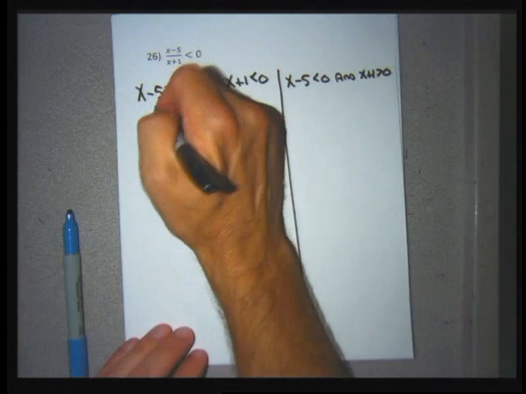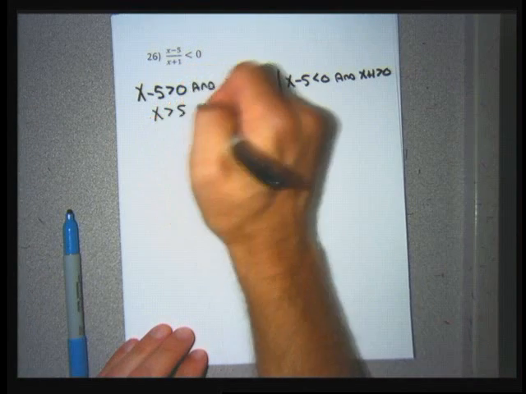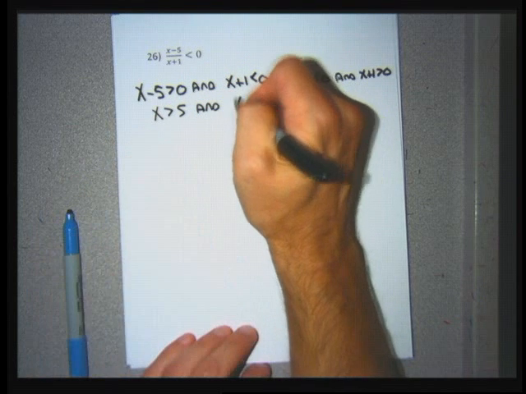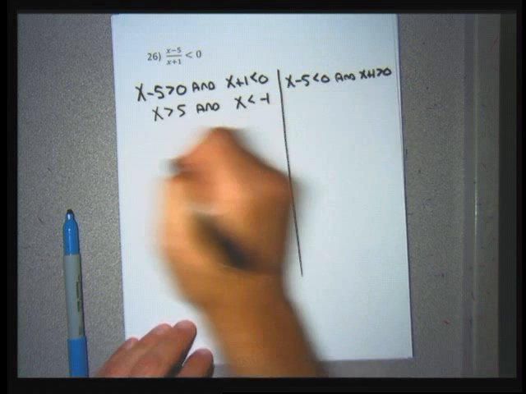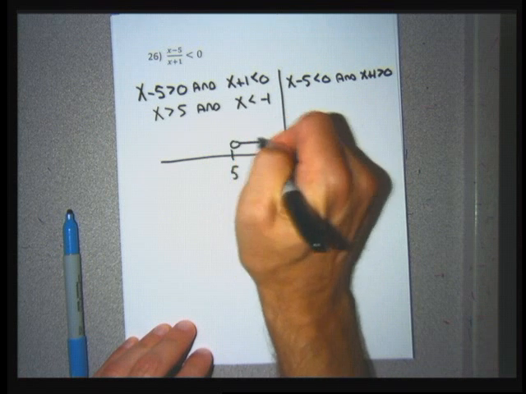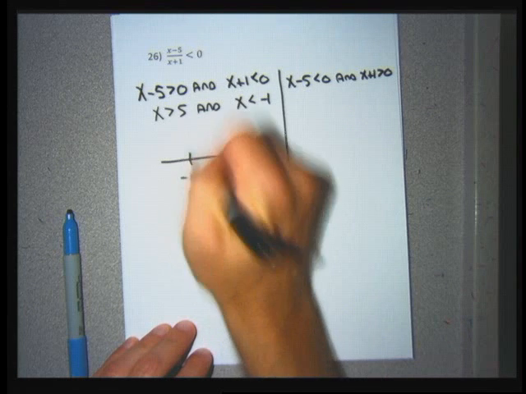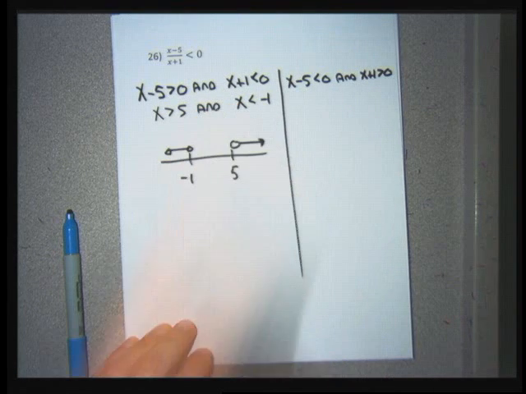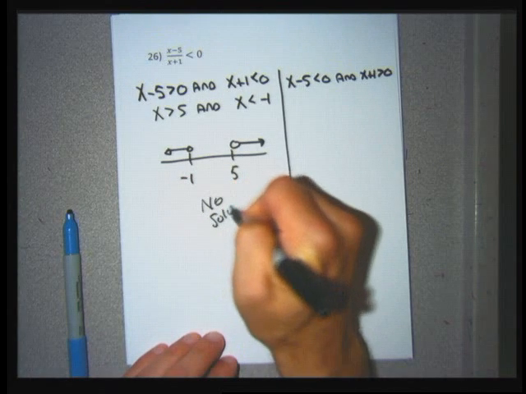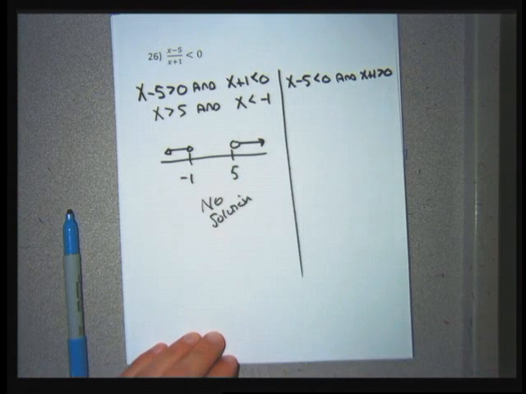First scenario here, I get x is greater than 5 and x is less than -1. This is going to be a no solution because x is greater than 5 is to the right of 5. X is less than -1 is to the left of -1. That gives no solution. And for us, that happens in every less than.